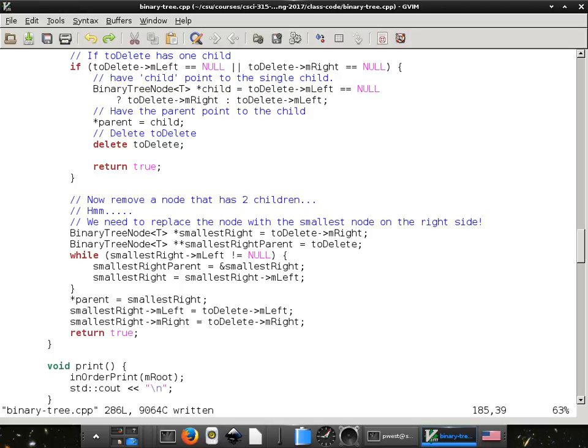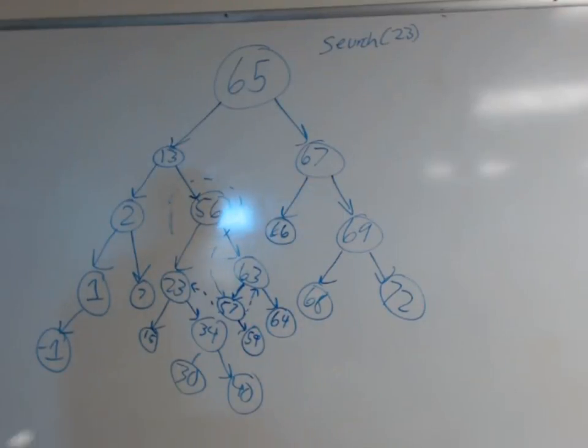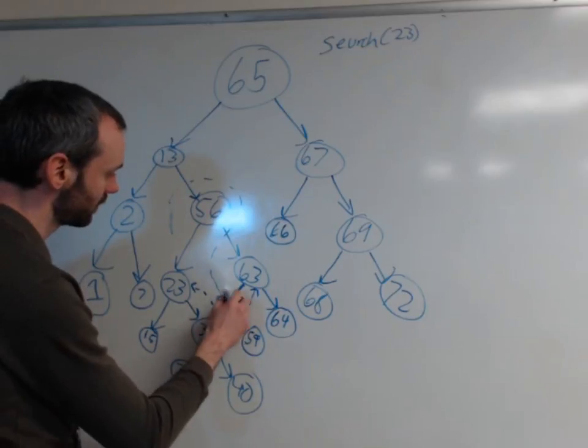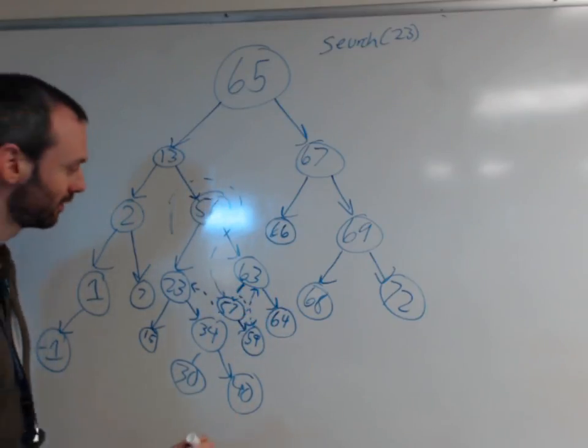So before we update the right, we need to update the parent actually first. So we'll do smallest right parent equals smallest right dash m right. So whatever that is. So then what this line of code right here does is it makes this pointer instead point to this guy. I have so many arrows on this board, it's great.